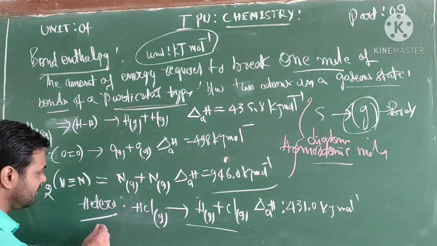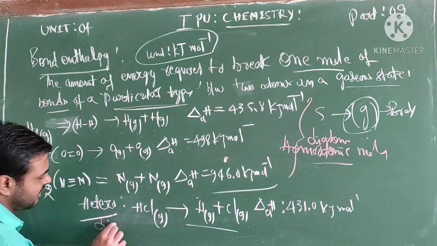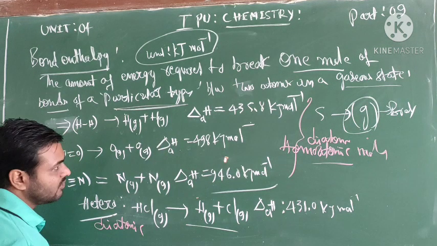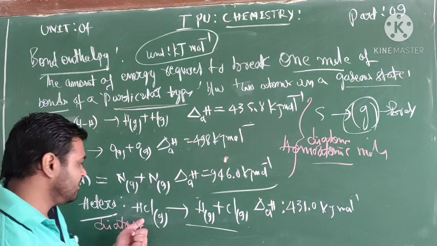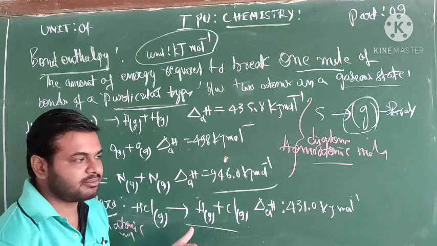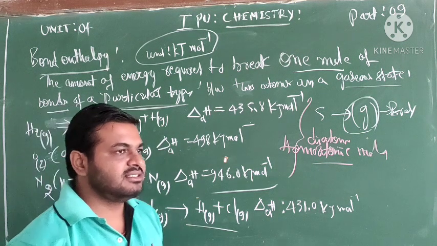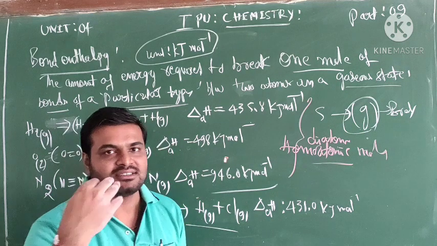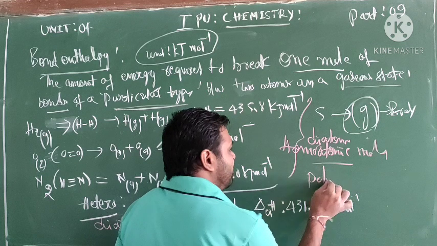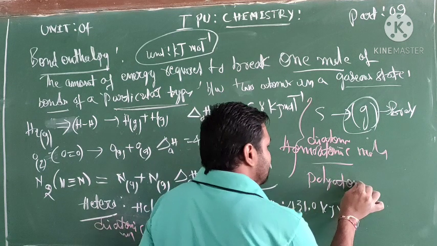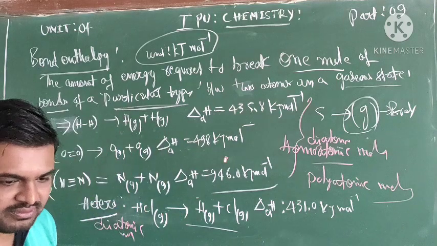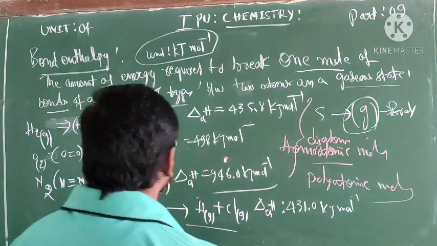Here also hetero, diatomic. So these are homodiatomic molecules, and this is heterodiatomic molecules. Heterodiatomic molecules means 2 atoms are present. So we consider more than 2 atoms; it's called polyatomic molecules.